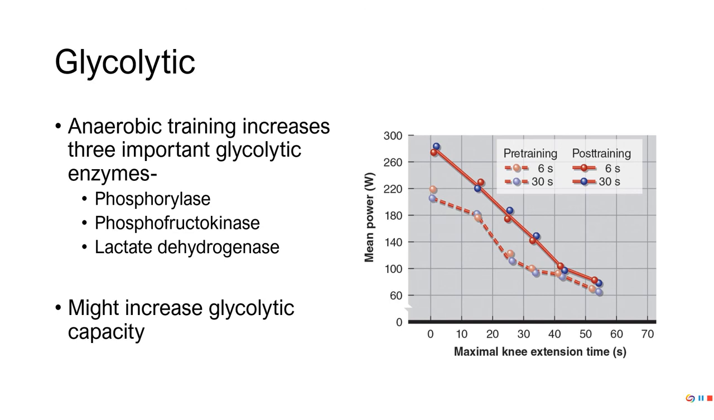Now, with glycolysis, it's a little bit different. So there's three enzymes that are important with glycolysis. We've mentioned one before. We mentioned how phosphofructokinase, so this one right here, is kind of the rate-limiting enzyme for glycolysis. We've also got phosphorylase and lactate dehydrogenase. And so by increasing these enzymes, this could increase glycolytic capacity.